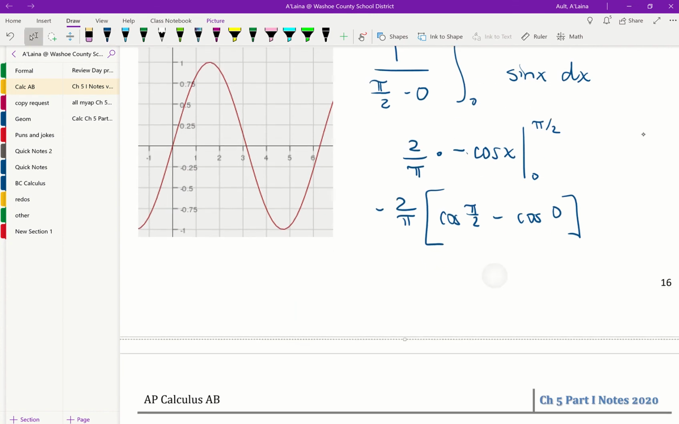And so the cosine of pi over 2 is 0. The cosine of 0 is 1. So this would simplify to negative 1 times negative 2 over pi, which is positive 2 over pi.